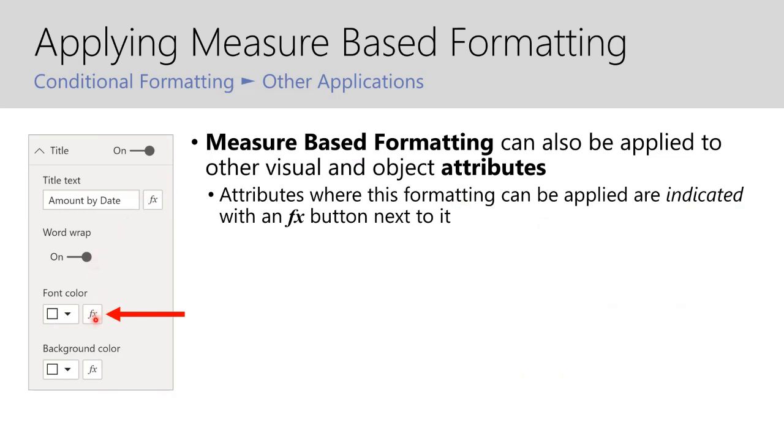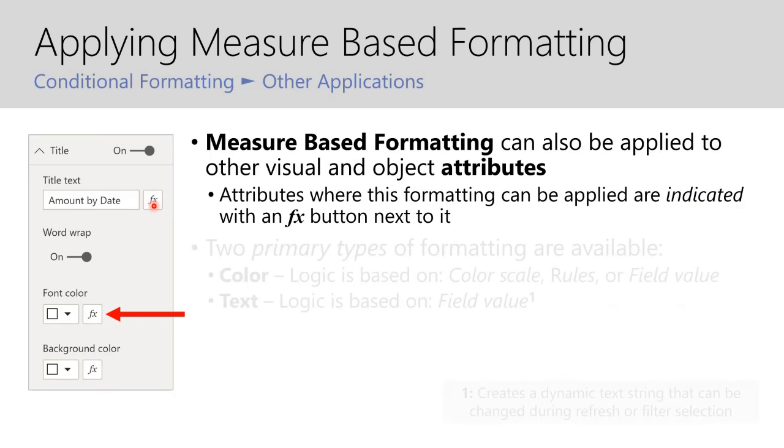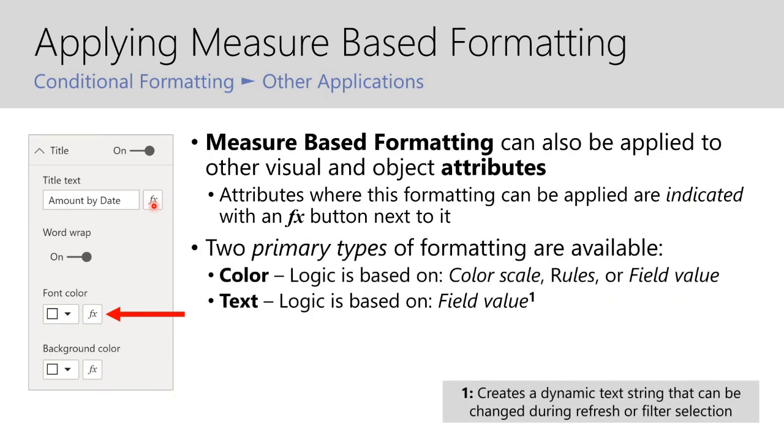That means I can dynamically change the font color and the background color. I can also change the text to have it be something that changes based off of refreshes or filter selections. The two primary things that currently can be changed with this are, like I said, text and color. My wish and hope is that at some point, as this continues to grow, they'll incorporate this in other things, like maybe font or even some other settings like the font size of the axis labels and things like that. But they're continuously doing a good job of expanding this out. But today, these are the two things that will be applied for it.